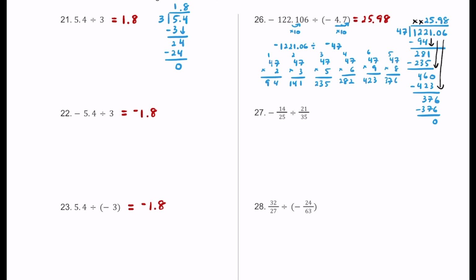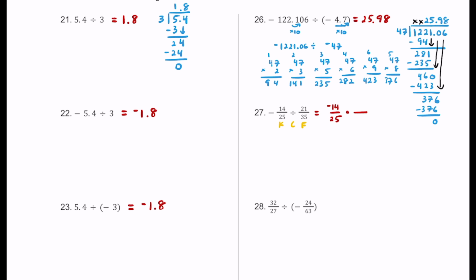All right, for number 27, we have negative 14 25ths divided by 21 35ths. Now keep in mind, when we are dividing fractions, we should rewrite it as a multiplication problem. So we're going to keep, change, and then flip here, right? So if we rewrite this, let's move this negative to the top number here. So let's keep this. So it's going to be negative 14 over 25. If we keep that, then we change the division sign to multiplication.